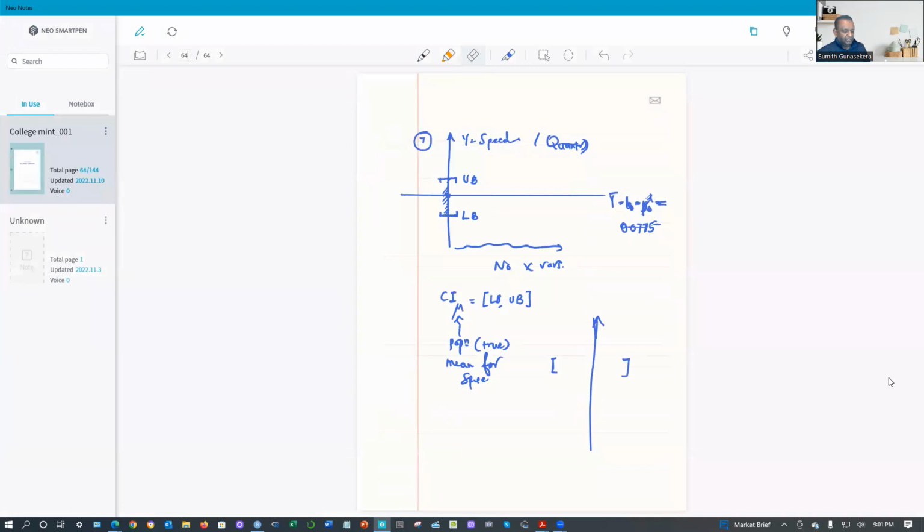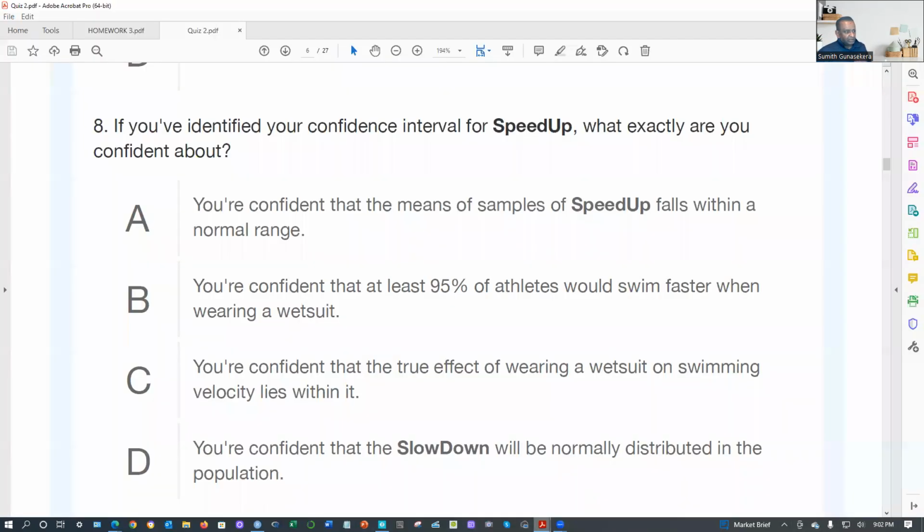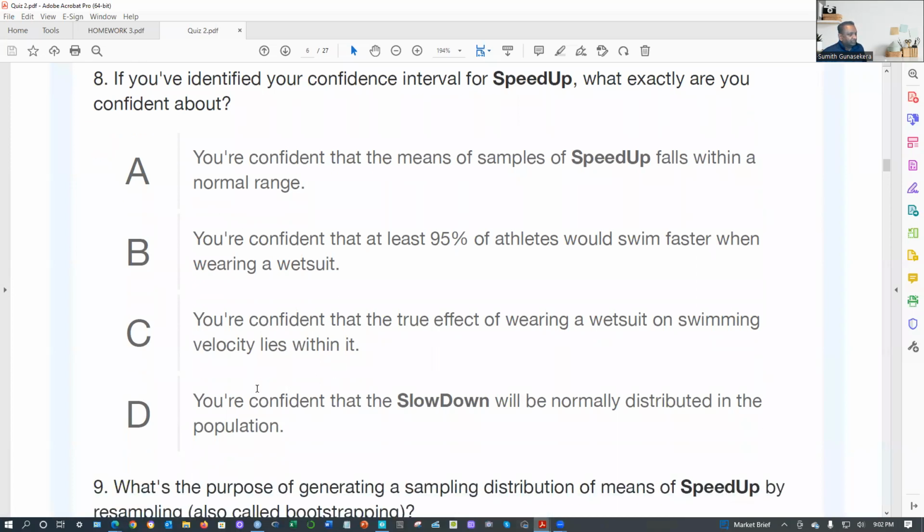Yeah. So see, the mu will be within the confidence interval. That's the idea. The confidence interval for mu is this one. Based on the given confidence coefficient, you create many confidence intervals. What we are trying to say is that your true mean, the true effect of wearing a wetsuit on swimming velocity, lies within the true mean, the population mean.